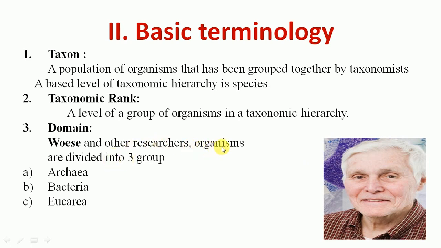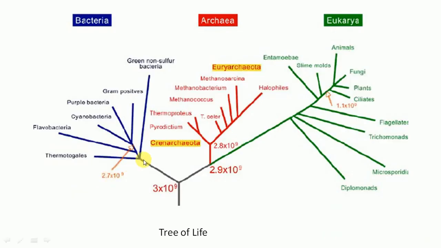Organisms are classified into three domains: archaea, bacteria, and eukarya. In the next slide we see that the tree of life is divided into the three domains. Here the blue color is the bacterial group, the red color is the archaeal group, and the green color is the eukaryotes. These are the three domains of life.